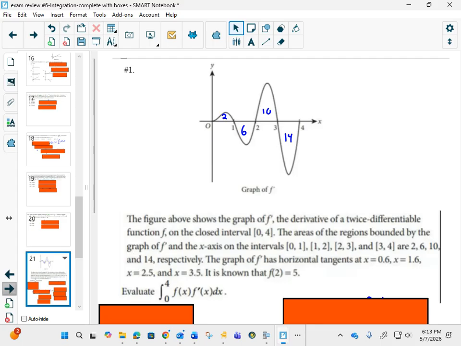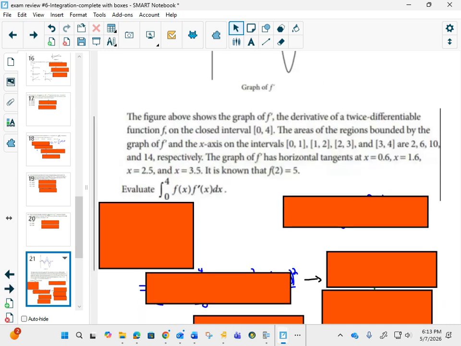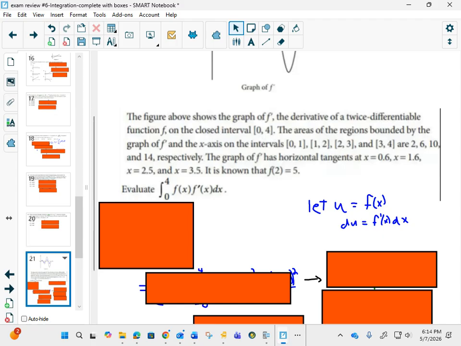The graph of f prime has horizontal tangents at 0.6, 1.6, 2.5, 3.5, and it is known that f of 2 is 5. Evaluate the integral from 0 to 4 of f of x times f prime of x. This is a little bit interesting notation. Let u equal f of x, du will be f prime of x. What do you have to be careful on in this one? The bounds.